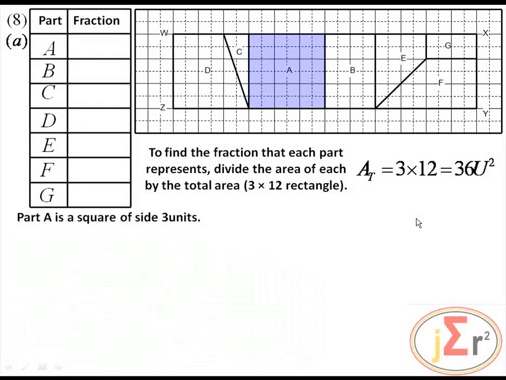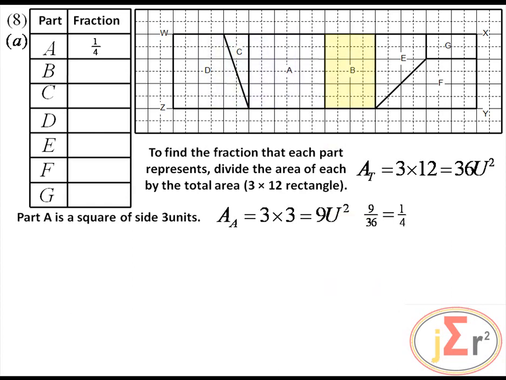Part A is a square of side 3 units. So its area is 3 times 3, that is equal to 9. And of course, the fraction that represents is 9 divided by 36. We may reduce the fraction by a common factor of 9 and we get a quarter. So that one is a quarter of the entire thing.